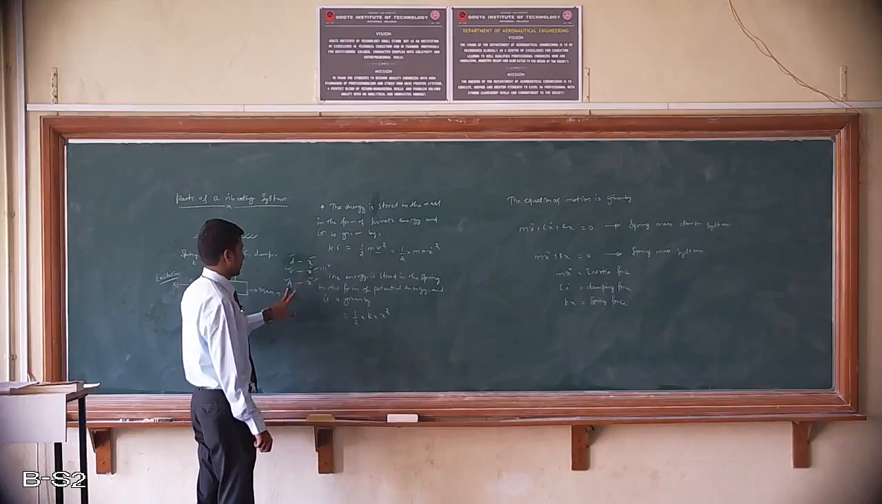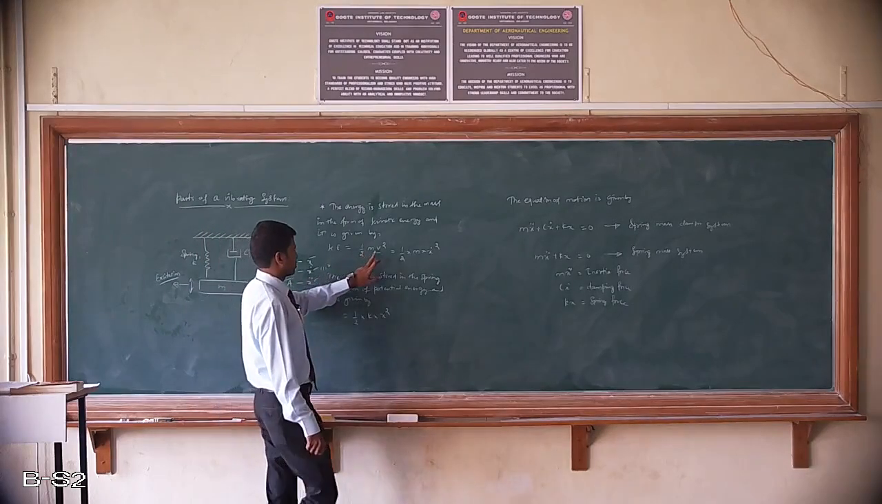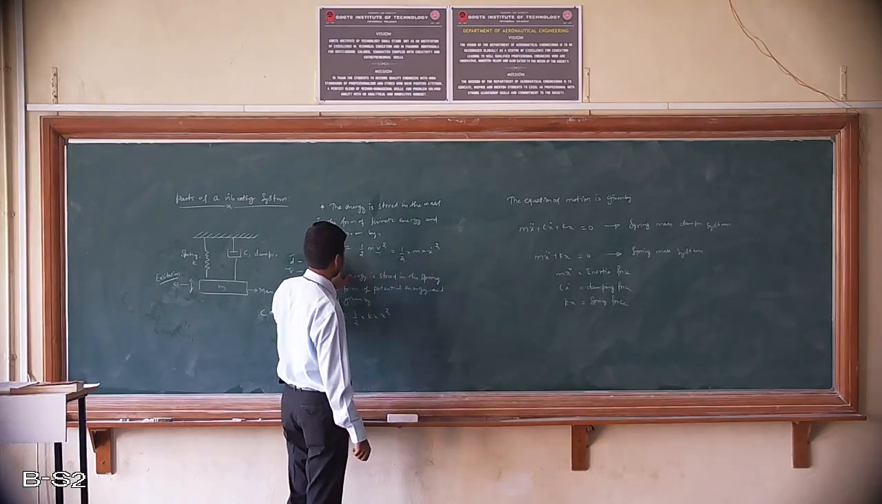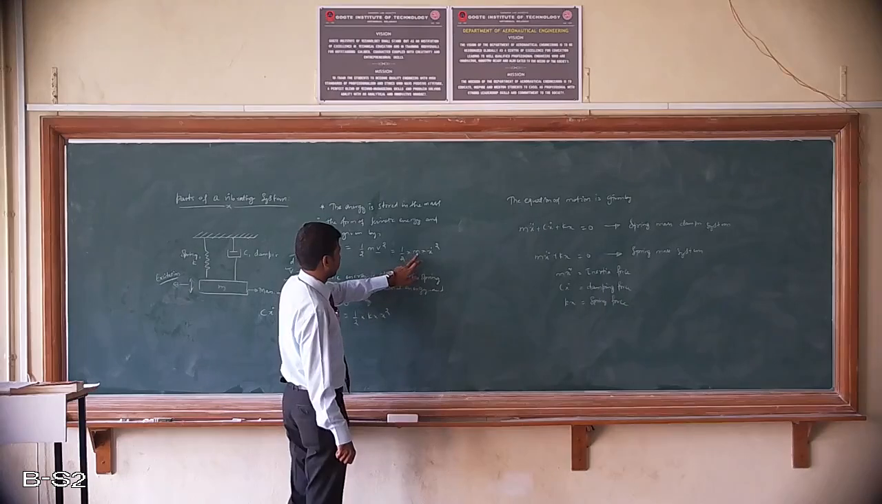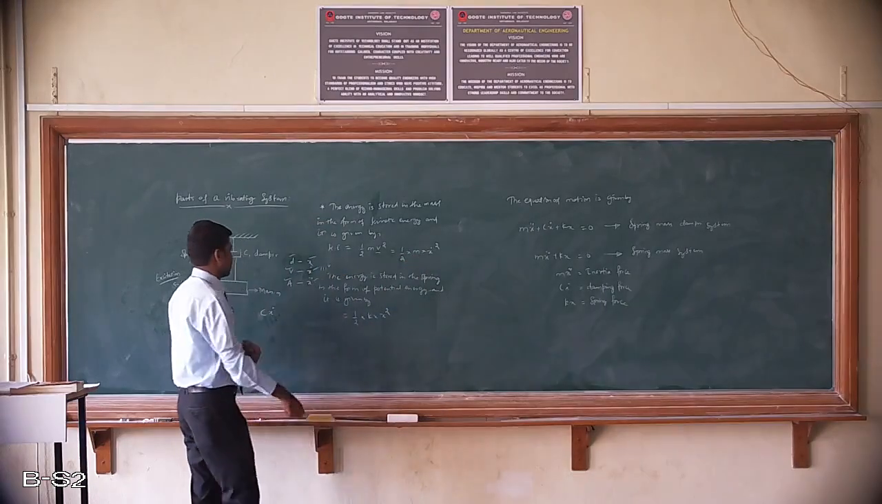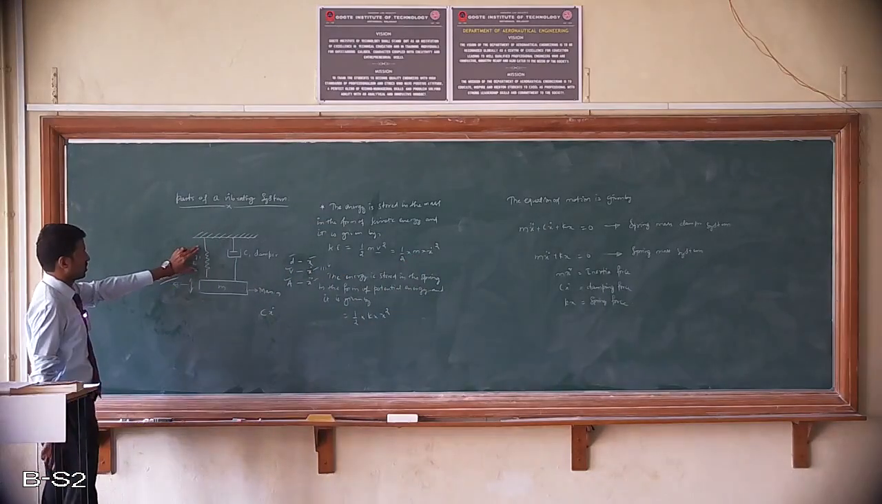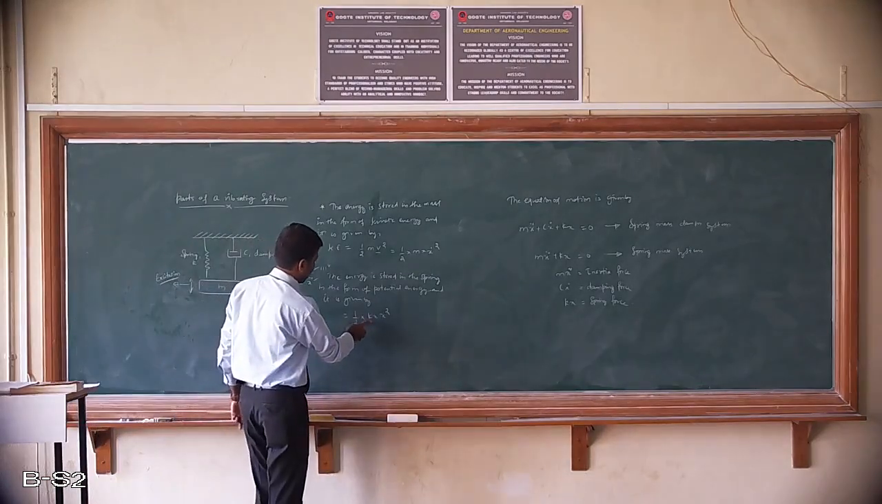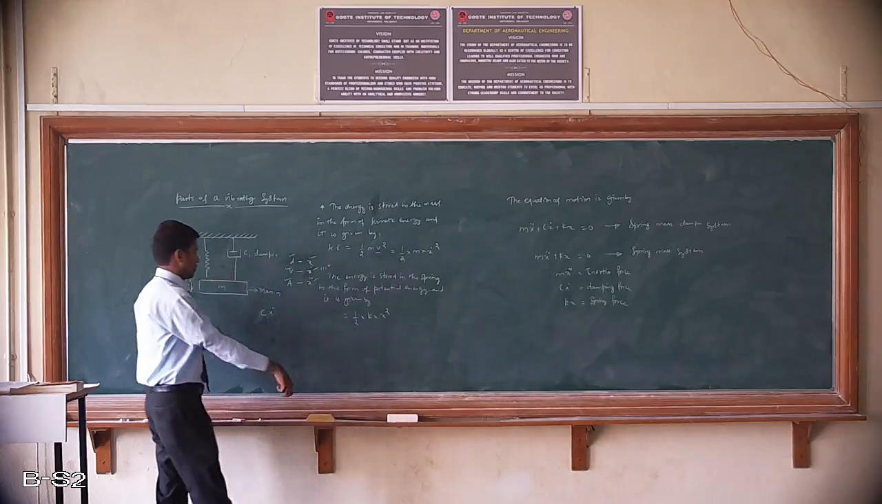Velocity is x dot and acceleration is x double dot. So this v is replaced by x dot. So the equation for kinetic energy becomes half into m into x dot square. Similarly, the energy is stored in the spring in the form of potential energy, and it is given by the equation half into k into x square.